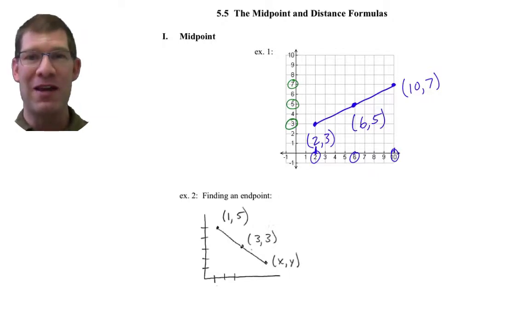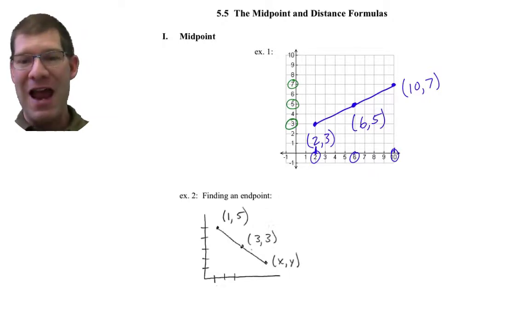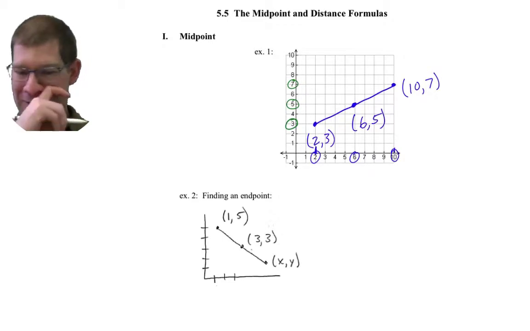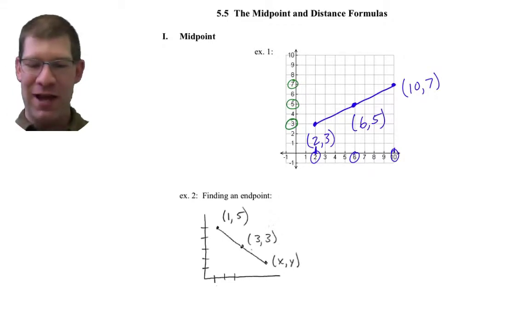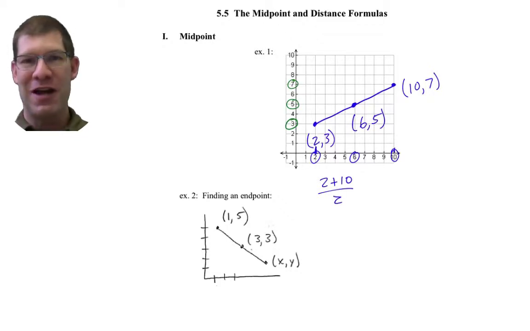And when you think about that, really we're just doing the mean or the average. So in other words, if I take the average of 2 and 10, I have 2 plus 10. And then because there's two things, I divide by 2, I get 12 divided by 2. That gives me my x value of 6.